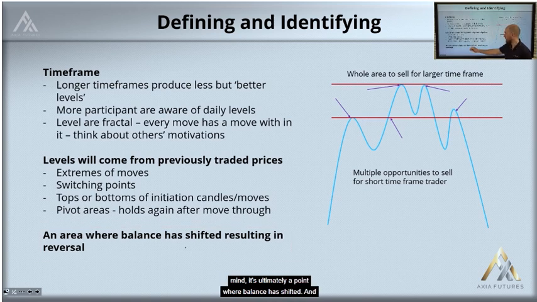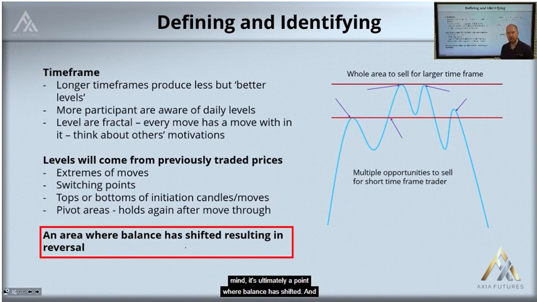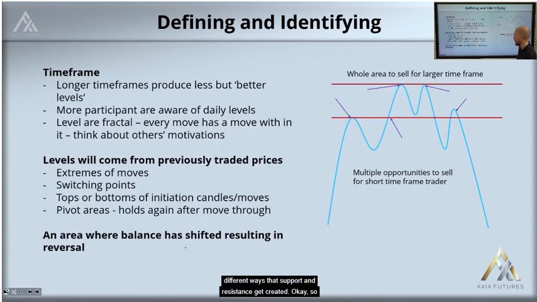So keep this in mind. It's ultimately a point where balance is shifted. And this point where balance is shifted either creates an initiative move or a reversal type of movement. Let's go and have a look at a few different examples. I'll bring in a few different examples to explain different concepts and look at different ways that support and resistance get created.